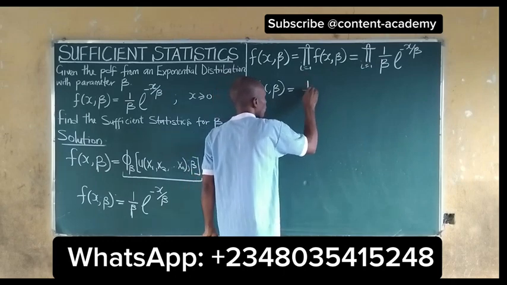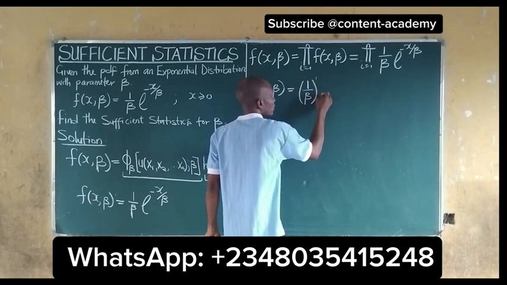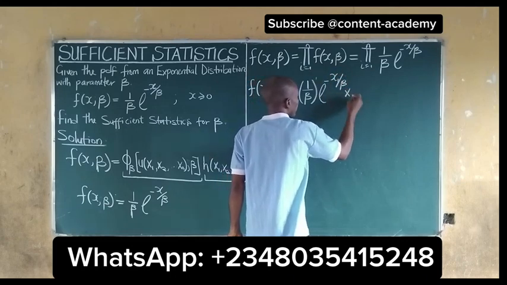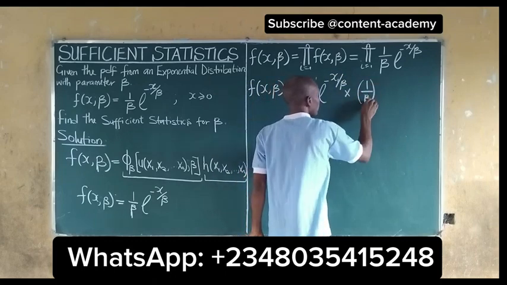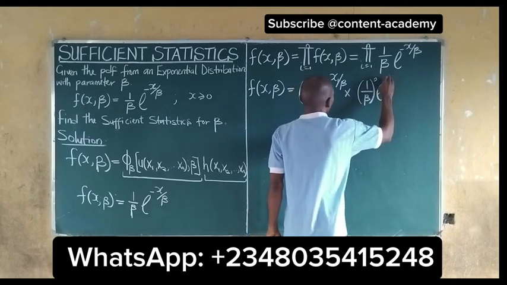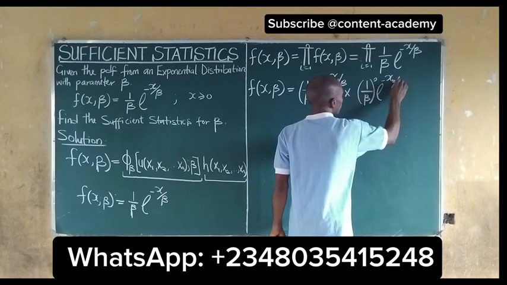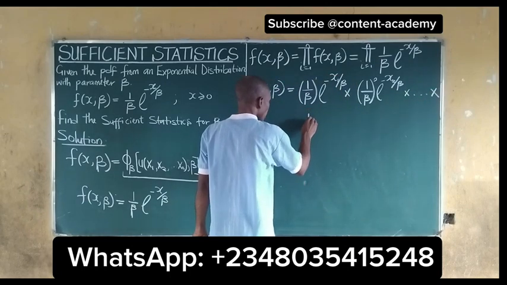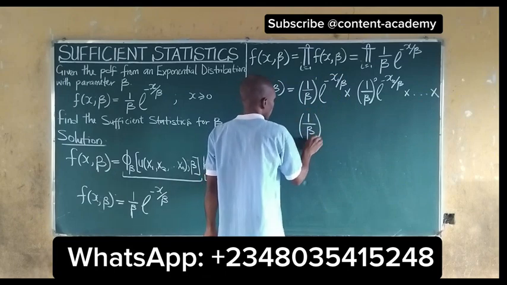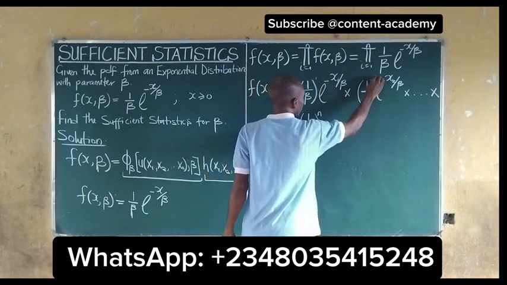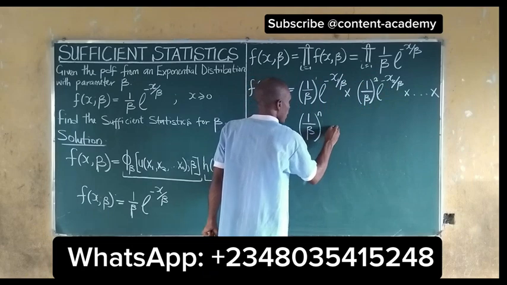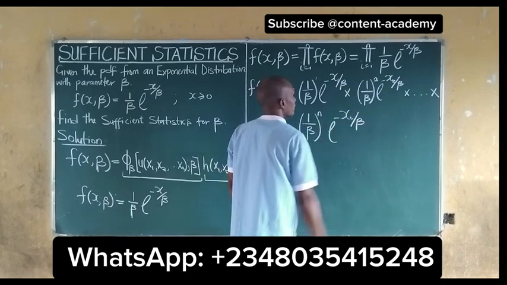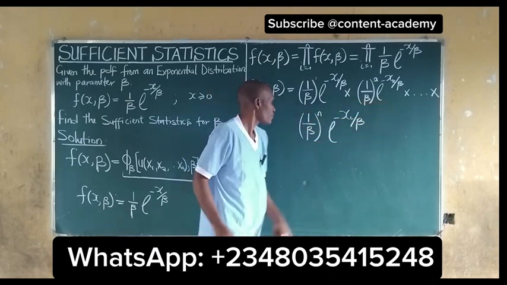The first one is 1 all over beta multiplied by exponential negative x1 all over beta, multiplied by 1 all over beta, the second, exponential negative x2 all over beta, multiplied by, it continues that way, which will give us 1 all over beta raised to the power of n, since it goes n times, multiplied by exponential negative xi's all over beta. So this x will go continuously.